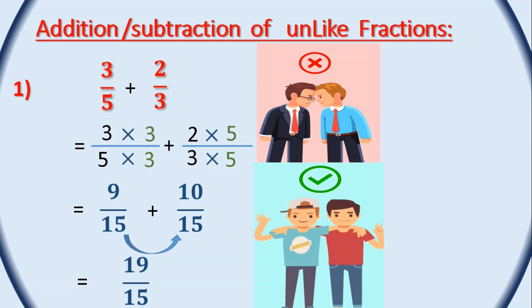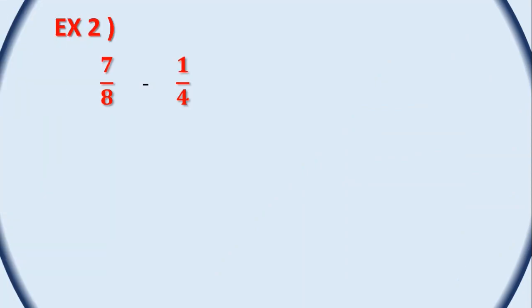But keep in mind that you have to reduce the final fraction until it becomes an irreducible fraction. But here, 19 over 15 is an irreducible fraction. Good. Now, exercise 2, how to subtract unlike fractions.